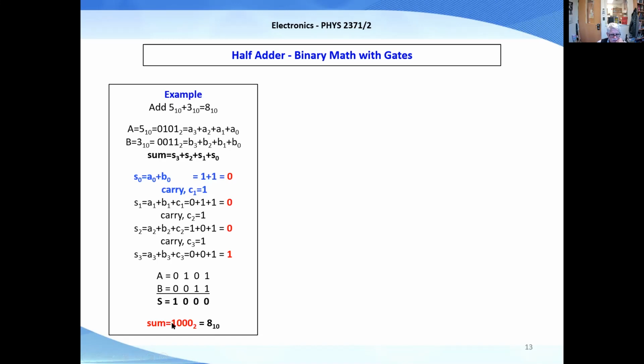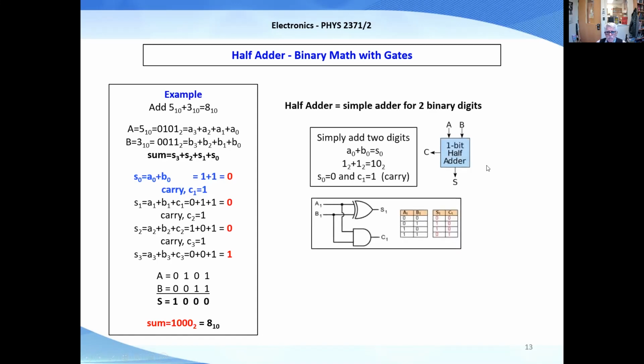So this is a number in base 2, and this is a number in base 10. That's just that simple. Okay, you can do this with this. So this is the exclusive OR.